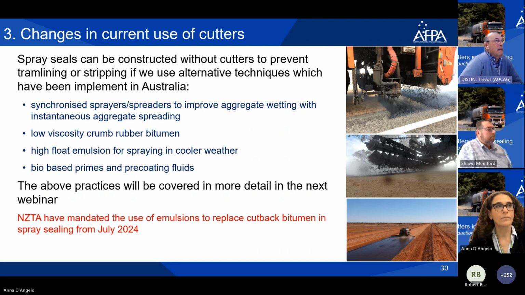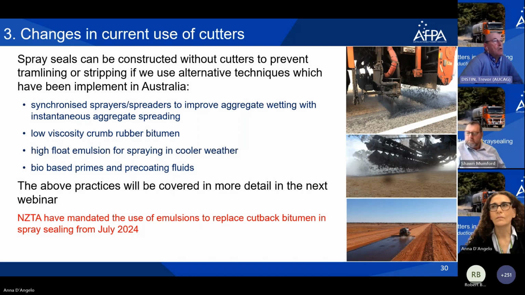Another development has been an S45R low viscosity crumb rubber binder, which you're able to spray at your normal spray temperature, but the binder viscosity is much reduced at that spraying temperature. So it fans more uniformly, and it wets the aggregate a lot easier. Again, this has been used very extensively in Victoria with these synchronized spreaders and chippers.